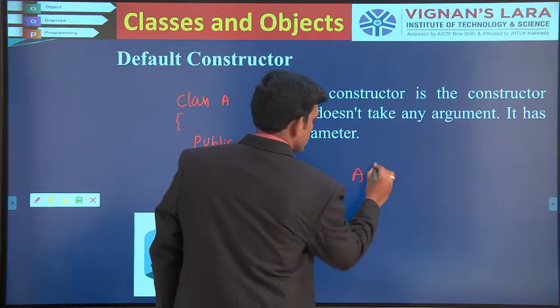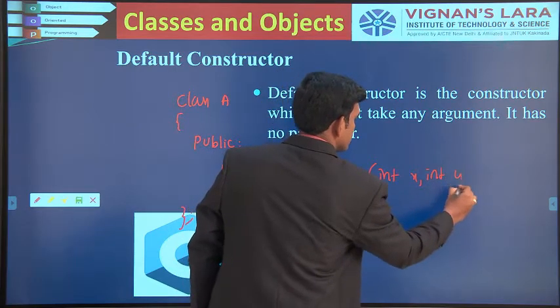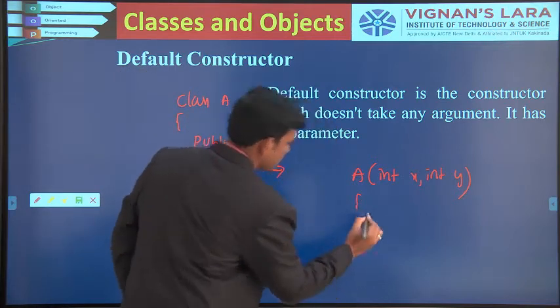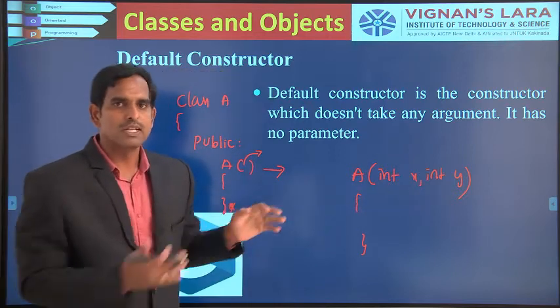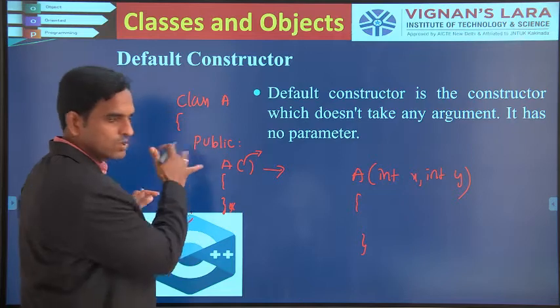So whenever you specify, that is, if I write int x comma int y, okay, so this is another constructor. If I write int x comma int y, two different arguments, then we will be calling it a parameterized constructor.